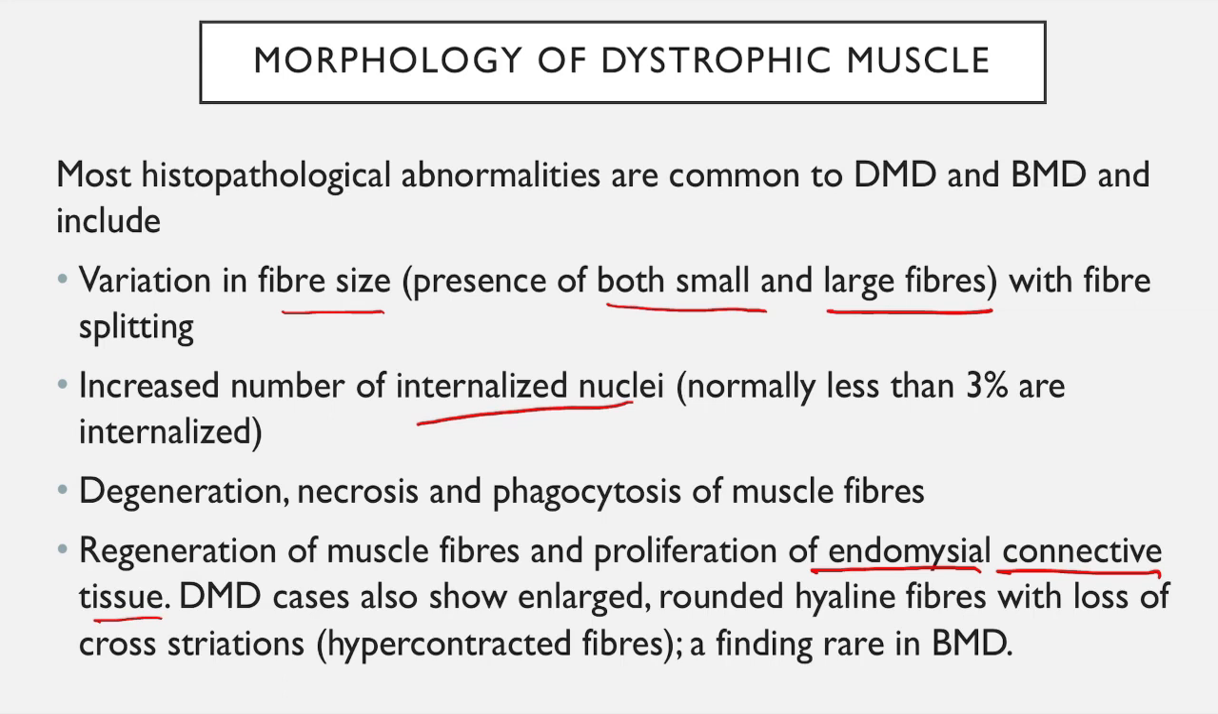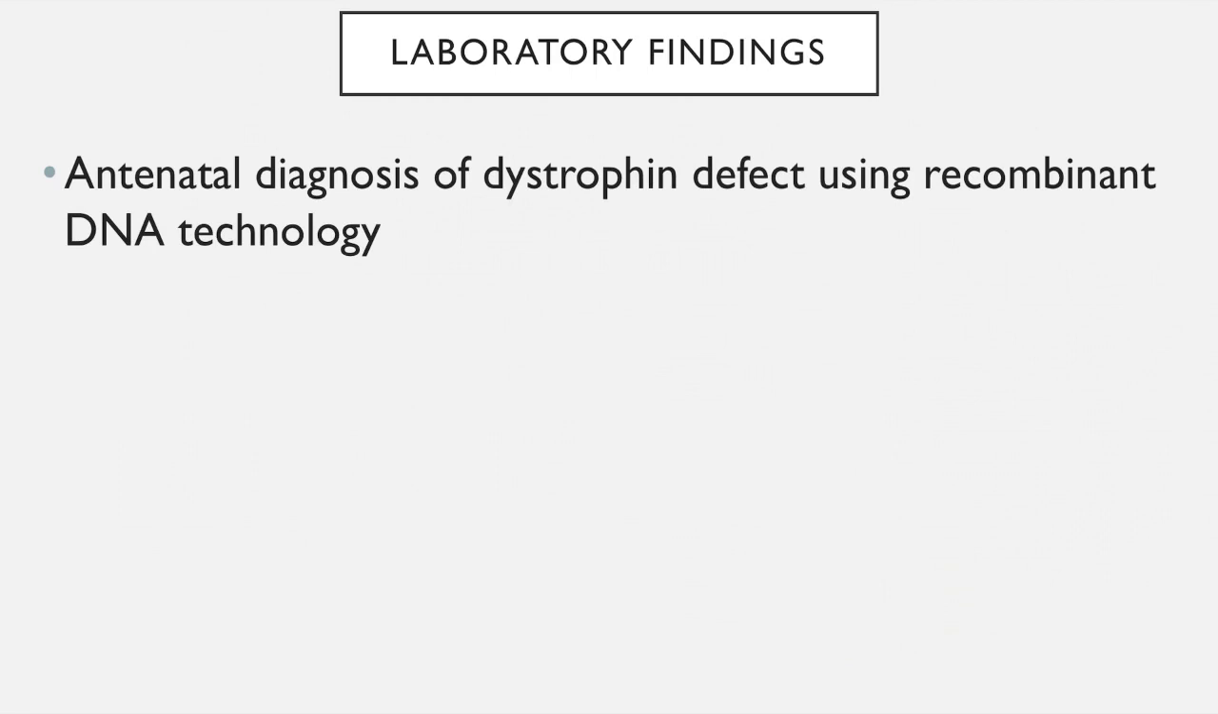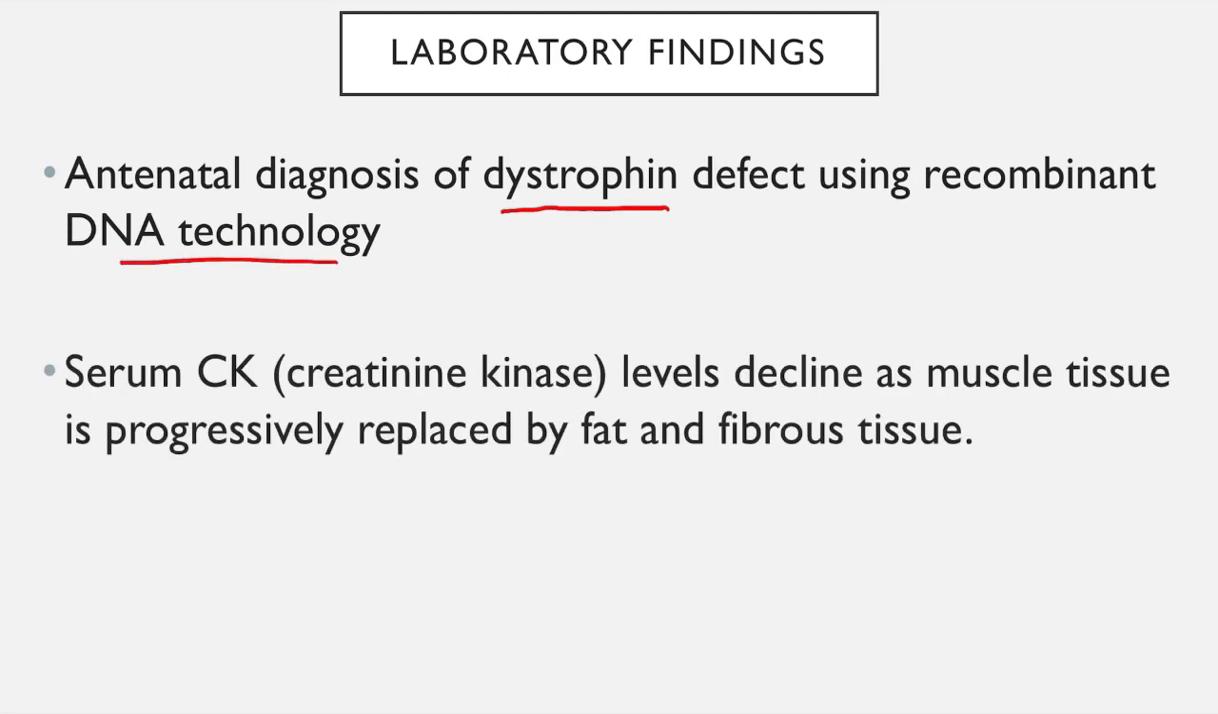DMD cases also show enlarged rounded hyaline fibers with loss of cross striations, and hypercontracted fibers, a finding rare in BMD. Now, laboratory findings. Antenatal diagnosis of dystrophin defect using recombinant DNA technology. Serum creatine kinase levels decline as muscle tissue is progressively replaced by fat and fibrous tissue.